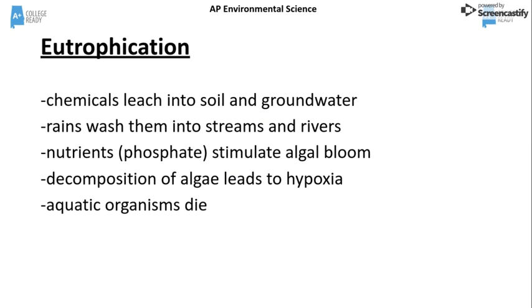Eutrophication occurs when chemicals leach into soil and groundwater, or when rains wash them into streams and rivers. The nutrients such as phosphates and nitrates stimulate algal blooms, leading to hypoxia and death of aquatic organisms.